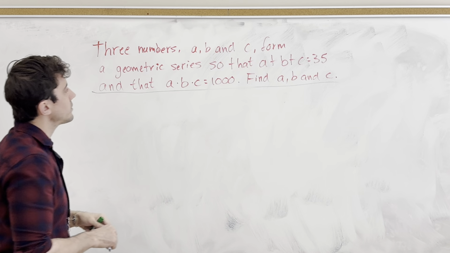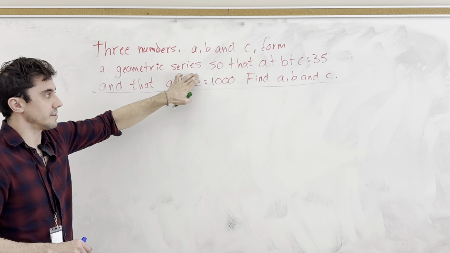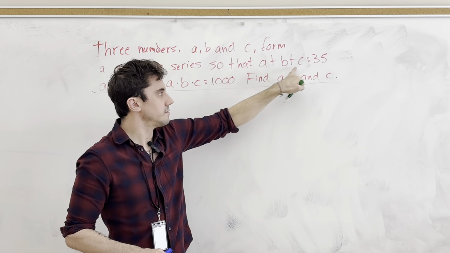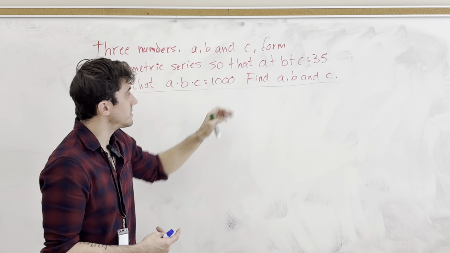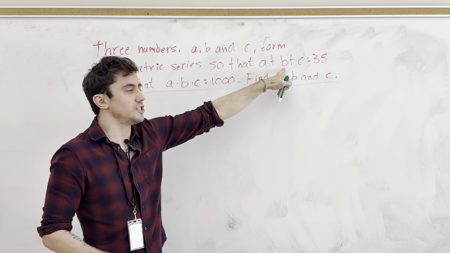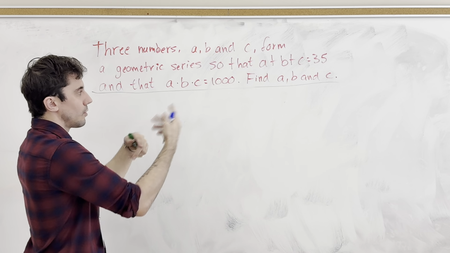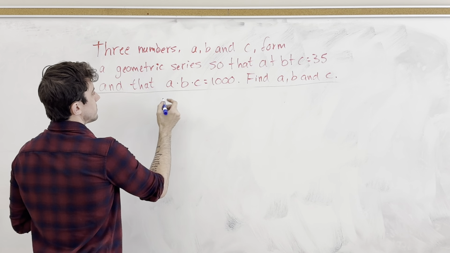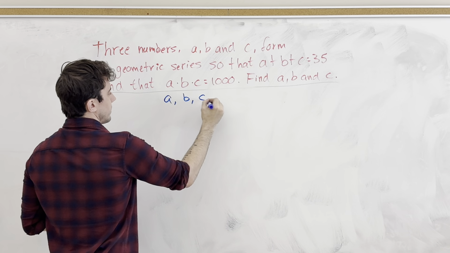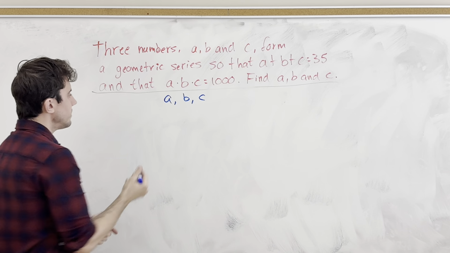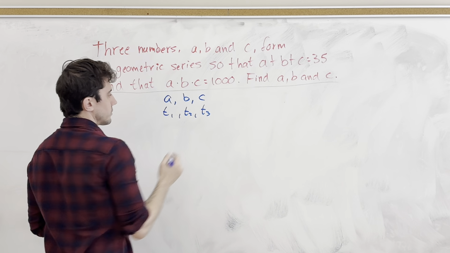So the first thing we do is notice that since they form a geometric series, these must be three consecutive terms, and they must be related in a geometric fashion. We don't know which one is smaller or bigger, but let's say that the geometric sequence looks something like A, then B, and then C, in the form of our first term, our second term, and our third term.